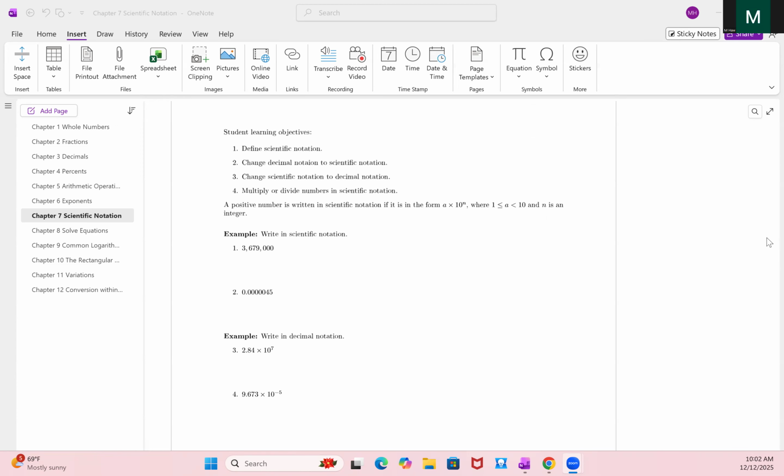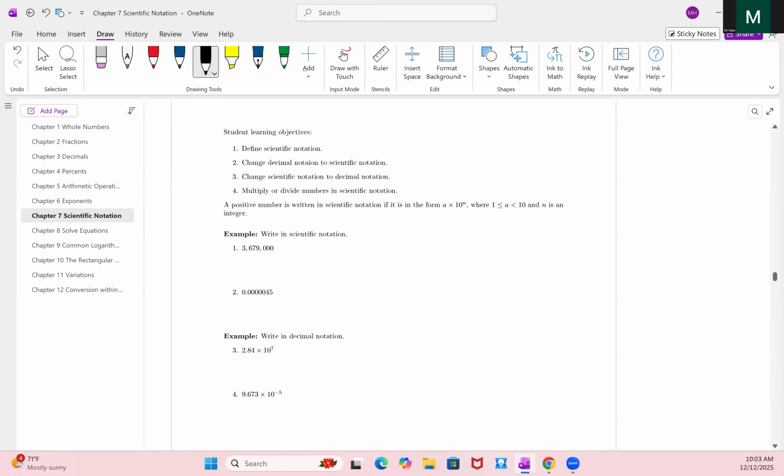A positive number is written in scientific notation if it is in the form a times 10 to the power of n, where a is between 1 and 10, and n is an integer. For example, let's write the following in scientific notation: 3,679,000. In scientific notation, the decimal point should be between 3 and 6, so we have 3.679. The decimal point right now is at the end.